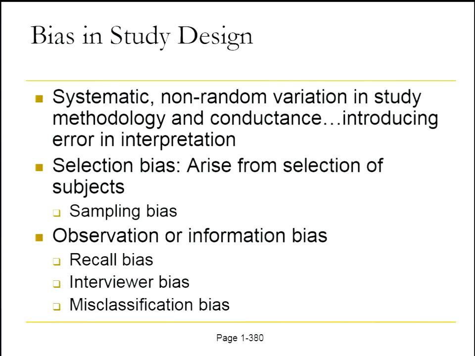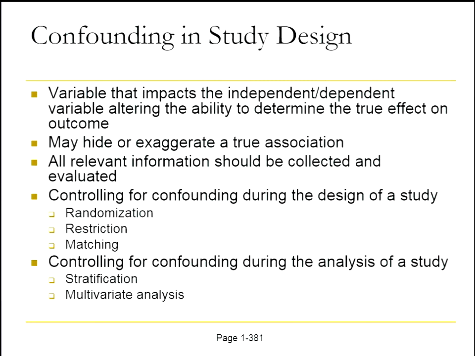Bias and confounding are somewhat related. Bias is the systematic, non-random variance in study methodology and conductance that introduces error in interpretation. A couple of examples, and there's some other examples in your handout, but perhaps a common type of bias is selection bias that arises from inappropriate selection of subjects. And we'll talk about some examples of that in the case control studies, and there are some others that are described that we'll also cover.